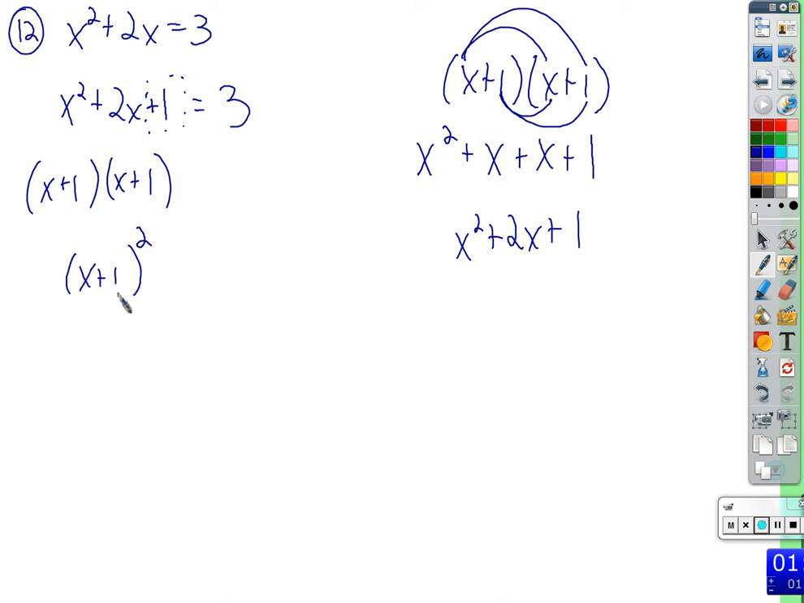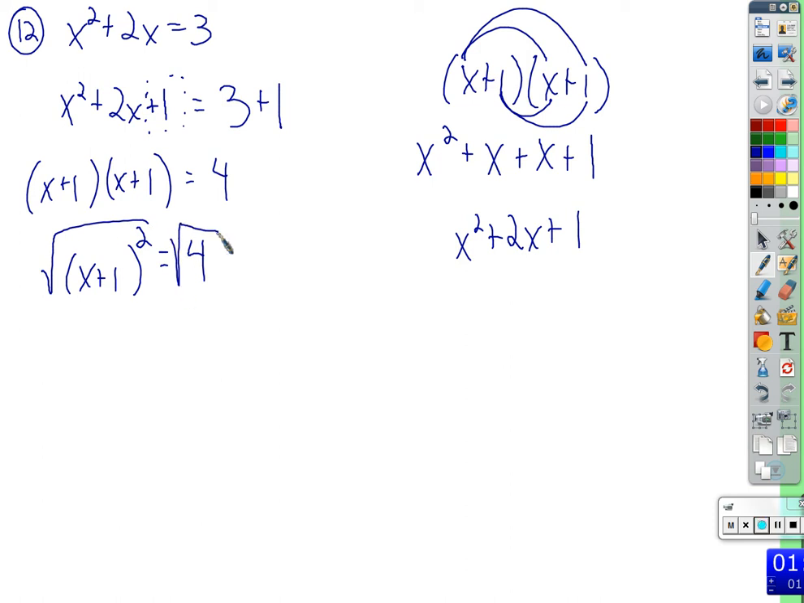So you can write this as x plus 1 squared. Now, just a few moments ago, there wasn't a 1 here, right? I added 1 to the left side, so we also had to do what? Add 1 to this side. So this equals 4. Just like I said at the beginning of this problem, this is the whole idea. Take the square root of both sides.